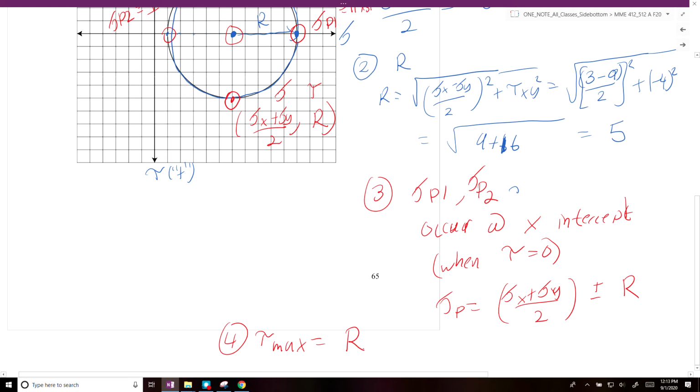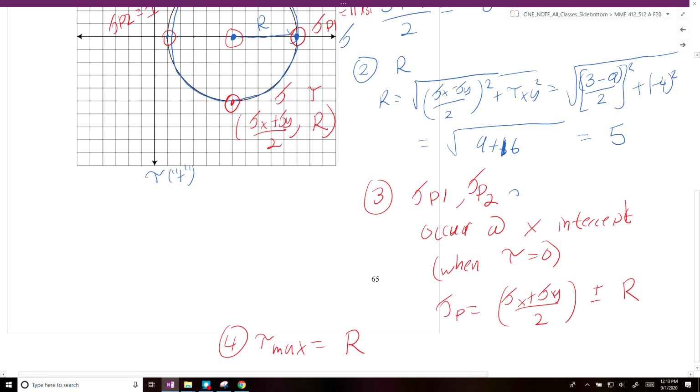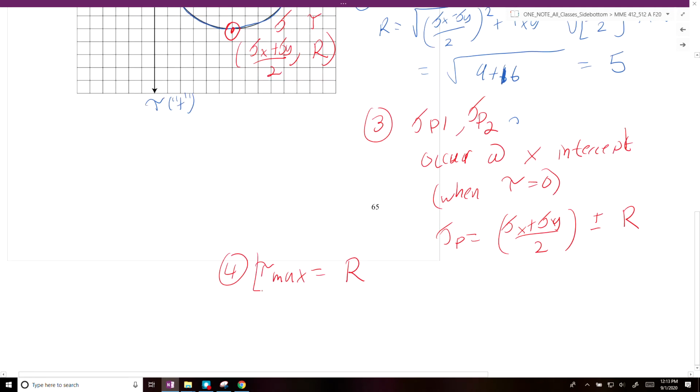In our procedure, the next thing we can do is plot the location of the current stress at the point.